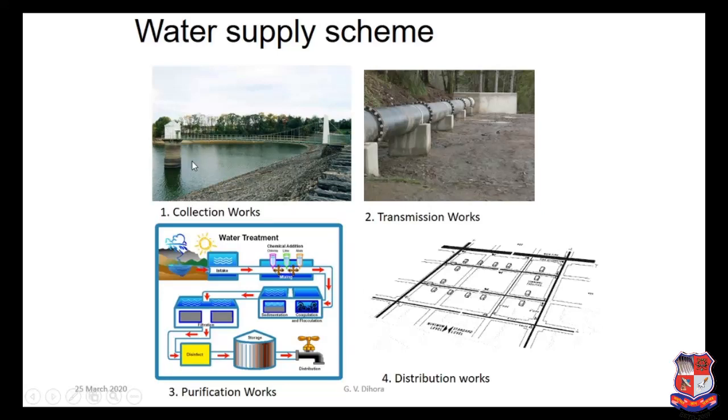From this intake we are supplying our water to the water treatment plant or to the city. From this intake we are pumping the water through this pipeline, which is also known as transmission work or rising main. We call it rising main because the elevation of the ground is rising. So from the intake, we are transmitting the water up to the water treatment plant.